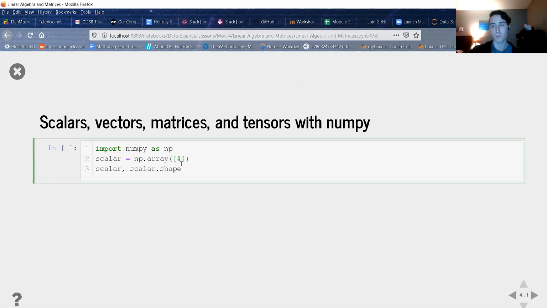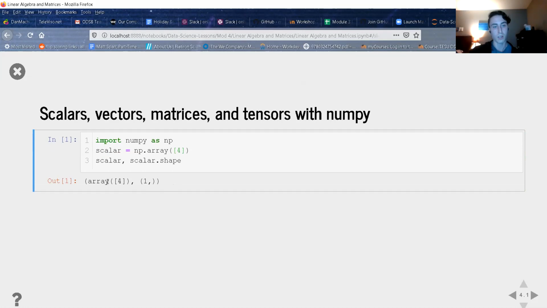A scalar is basically a matrix that's 1 by 1. It's just one value. So we can create that here, print it out, and just look at what the shape of it is according to NumPy. So you can see there it is. It's like one number in brackets, and then the shape is 1, comma, nothing, because it's just one dimensional.